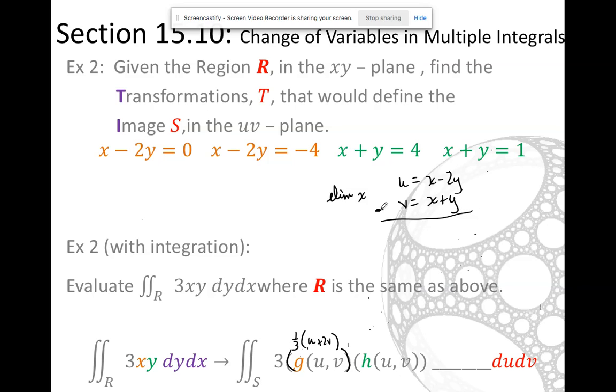So to eliminate x, I think I can just subtract, right? u minus v is equal to x minus x. Negative 2 minus y would be negative 3y. So y is equal to negative 1/3 (u minus v). That's going to be right here.